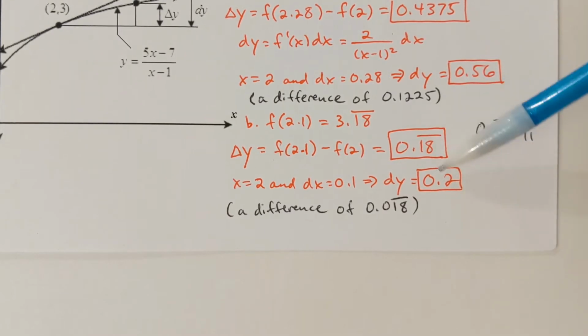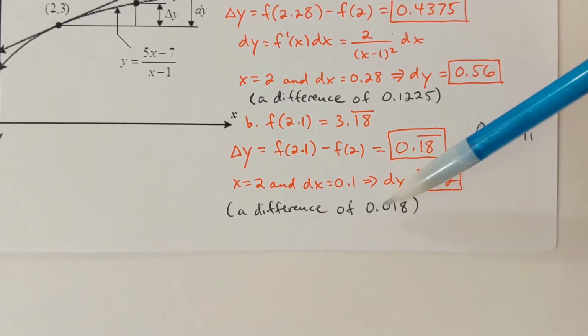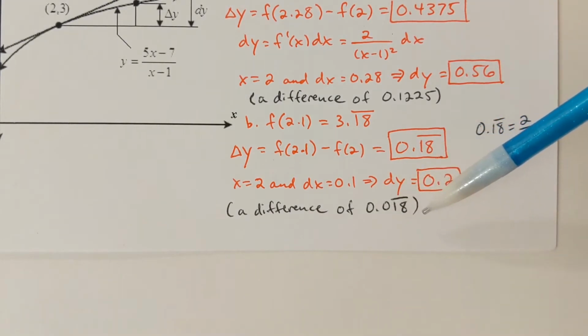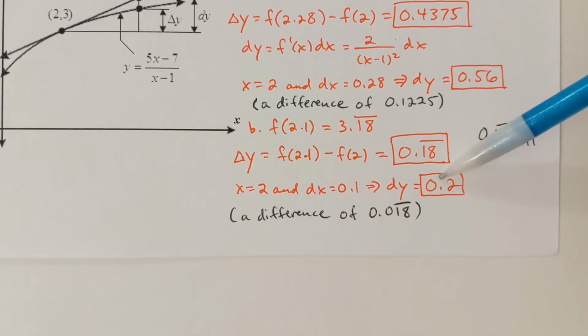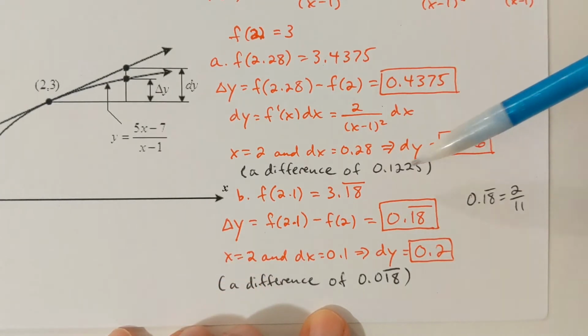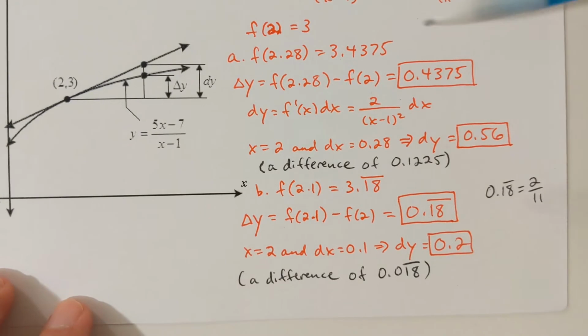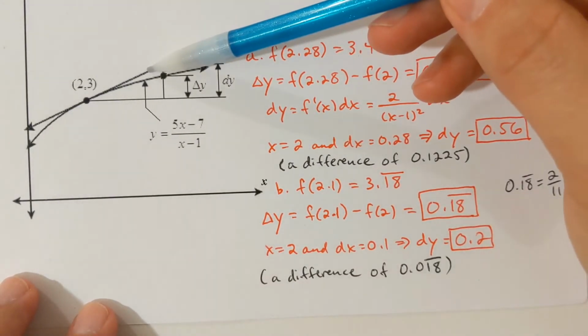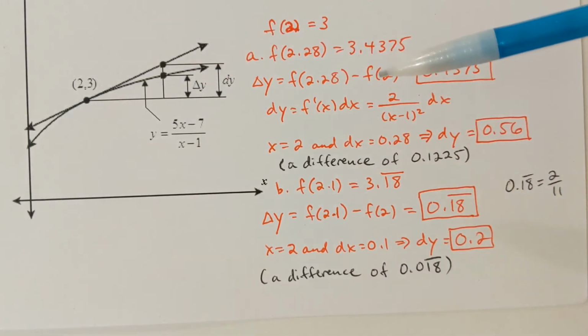Now these two numbers, delta y and dy, are very close to each other. It'd be a difference of 0.018181818. These two numbers are closer to each other than they were in part A, and I can see the difference there. Well, that's not surprising, right? That's something we expected, right? The gap is going to be smaller if you're closer to 2.